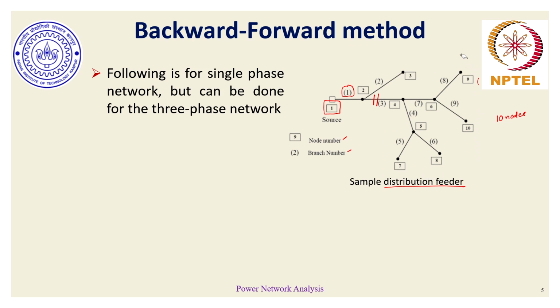So we have a simple 10 bus distribution network connected by 9 branches or 9 lines. For explaining the backward forward technique, I will keep the discussion limited. I'll make the assumption that the network is a single phase network, although the discussion can still be applied to a three-phase network. So please have patience. We'll come to the three-phase network discussion in a moment.